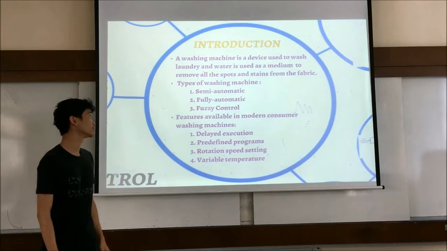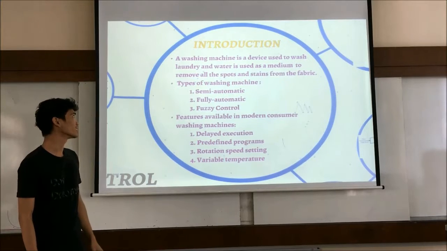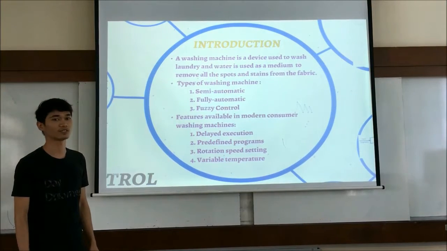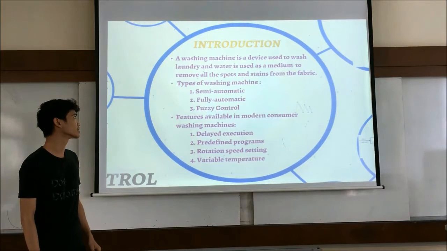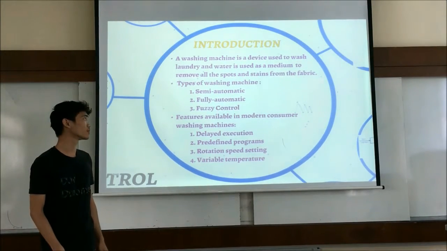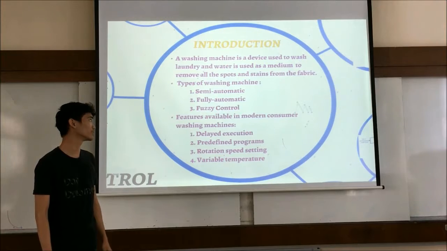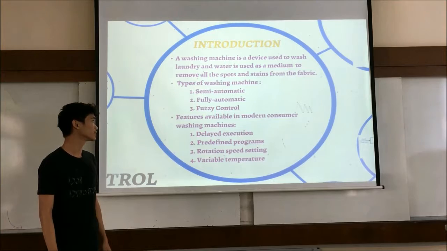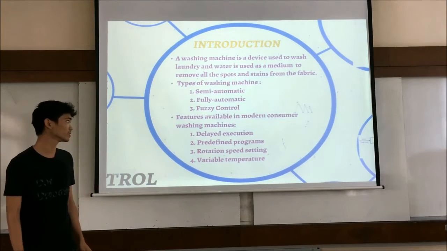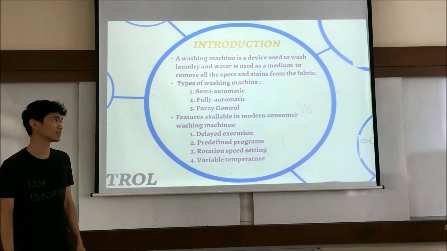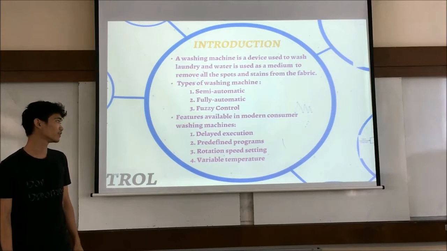Okay, I will start with the introduction. Basically, a washing machine is a device used to wash laundry, and water is used as a medium to remove all the spots and stains from the fabric. And here are the types of washing machine. There are three types. The first is semi-automatic, second fully automatic, and third is fuzzy control. Features available in modern consumer washing machines. There are four of them. The first is delay execution, second is predefined programs, third is rotation speed setting, and fourth is variable temperature.